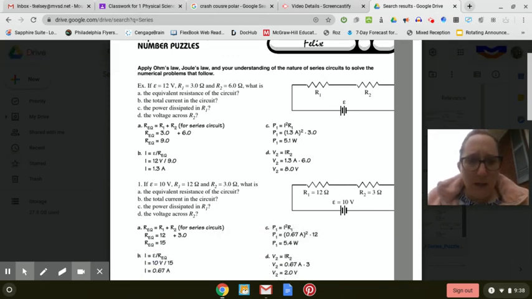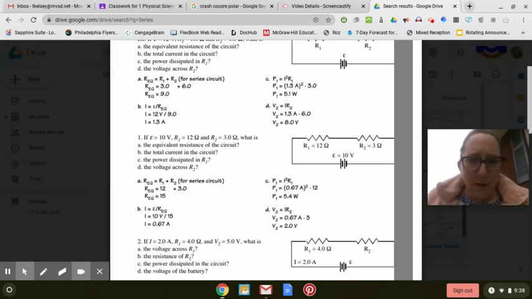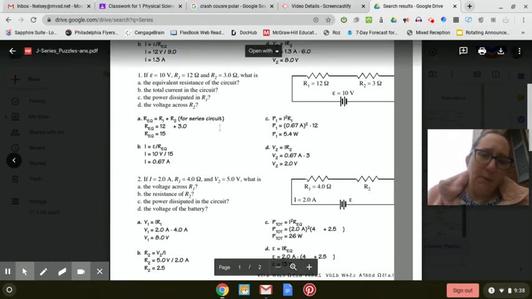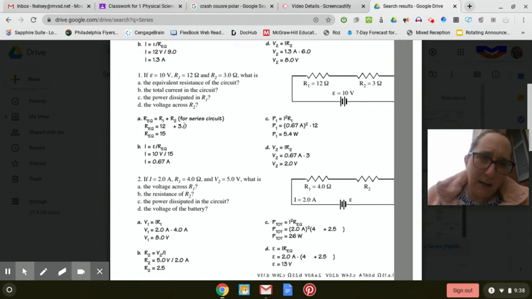The second one down here, or I should say the first one, is the same kind of circuit, different numbers. Again, we're in series, so to find the equivalent resistance, we're adding the resistors together to get a total of 15 ohms. B is asking for the same thing. We have different numbers, so we're using I equals V over R. So 10 divided by 15. My current through the whole circuit is 0.67 amps.